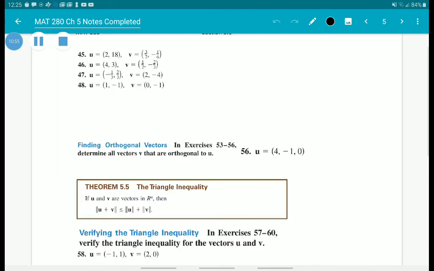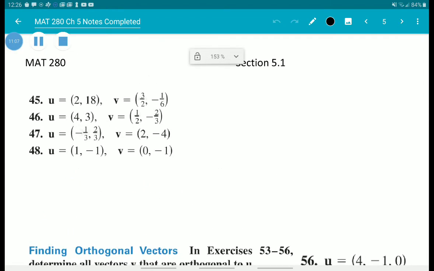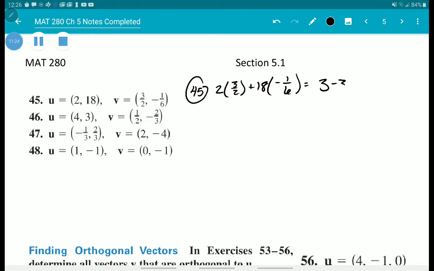So let's look at a couple of examples. If we were to look at 45, I'm going to start by finding the dot product. That's the easiest thing I think to see in that one. So if I find that dot product, 2 times 3 halves plus 18 times negative 1 over 6, I'm going to get 3 minus 3, which is 0. So I know the dot product's 0. That means these guys have to be orthogonal.